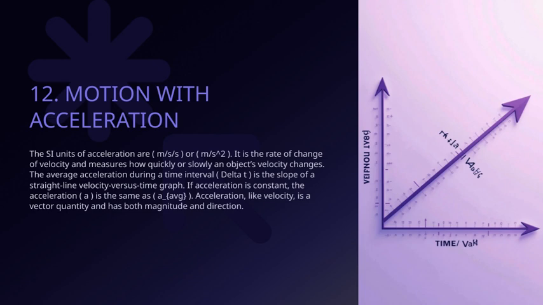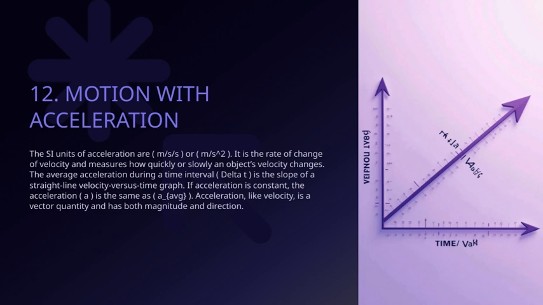The average acceleration during a specific time interval, which we denote as delta t, can be visualized as the slope of a straight line graph showing velocity versus time. So, if you plot velocity against time and draw a straight line, the slope of that line gives you the average acceleration. Now, if the acceleration remains constant throughout that interval, then the acceleration, which we call a, is the same as the average acceleration, a_avg.